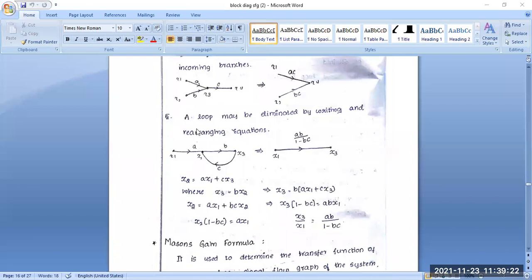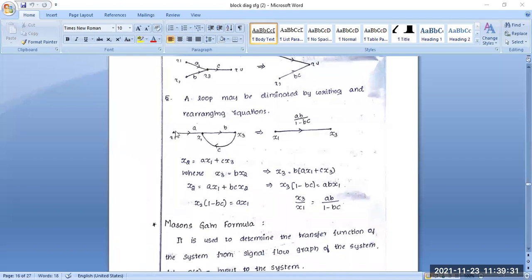Next, number 5. A loop may be eliminated by writing and rearranging the equations. Here you can see this is the starting node x1, this is x2, and this is x3. This is one way, and another loop is present: x3 is connected in this way also. When you calculate these equations, for this x2 node we have to accommodate this pattern. This is AB by 1 minus BC.